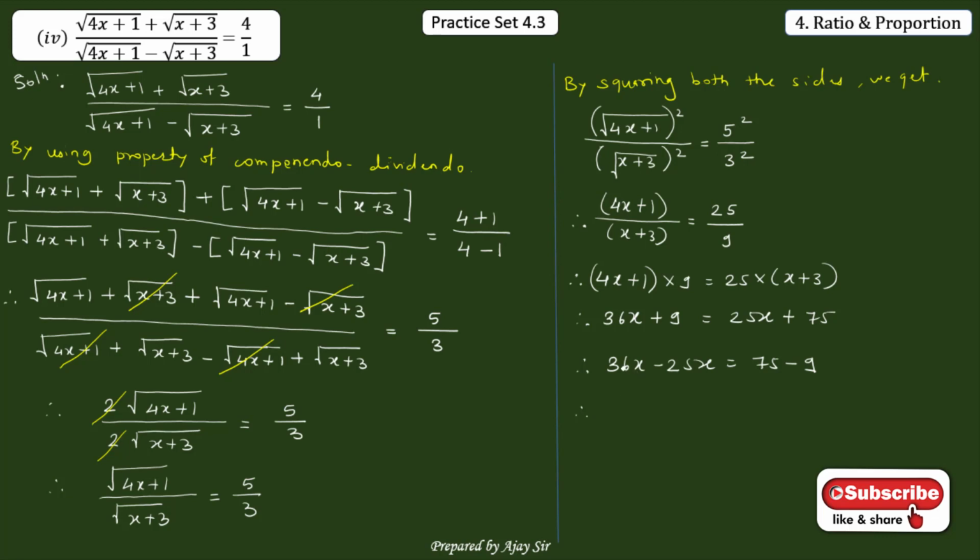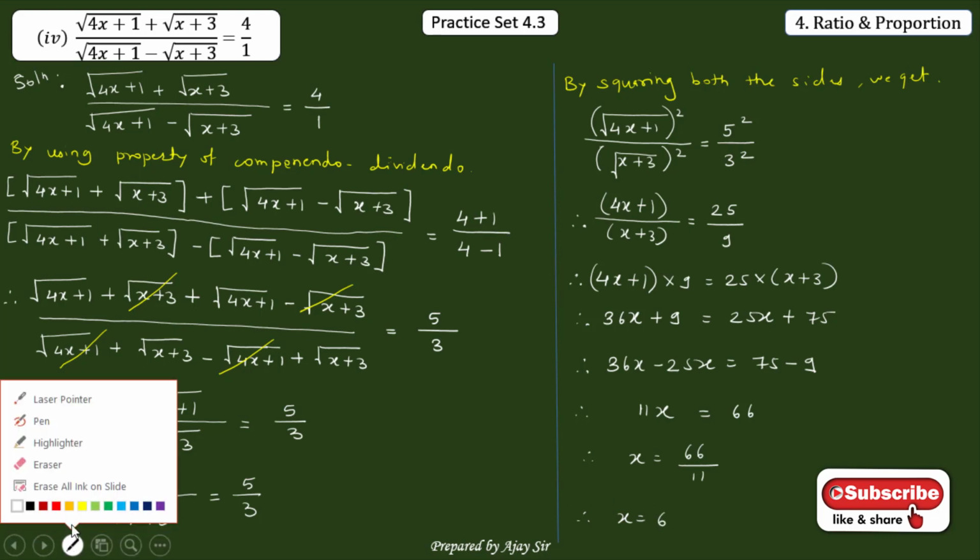Now we have to subtract 25 from 36. So 36 minus 25 is 11x, and 75 minus 9 is 66. Therefore x is equal to 66 upon 11. So therefore x is equal to 6. This is the answer. This is the answer of the fourth question.